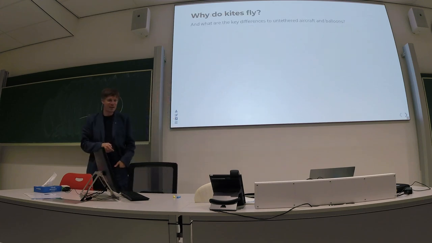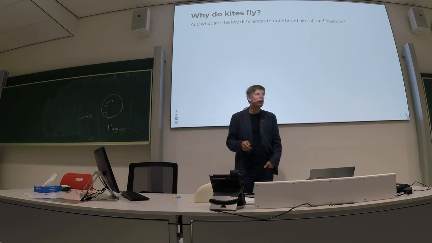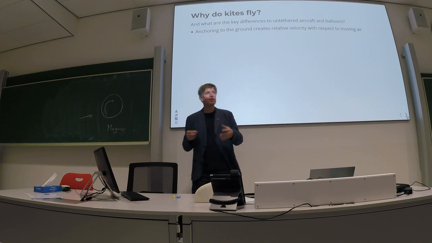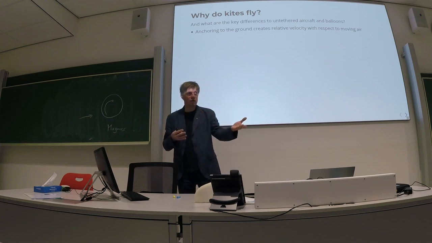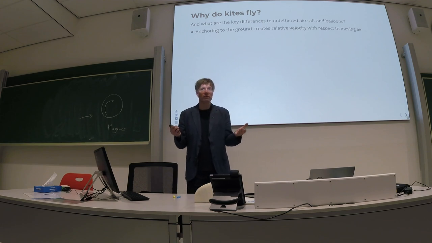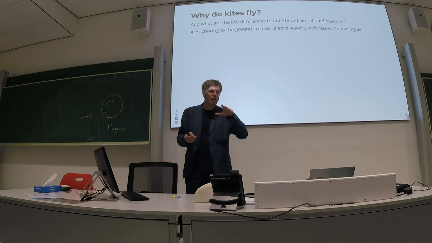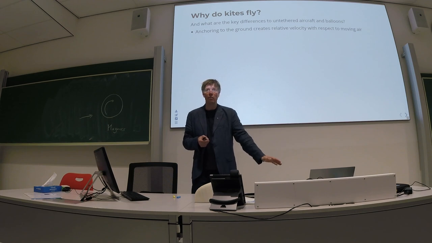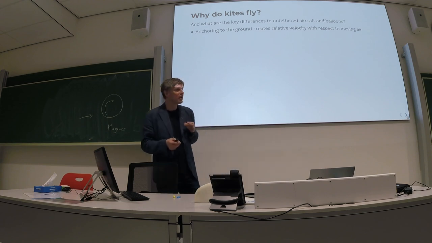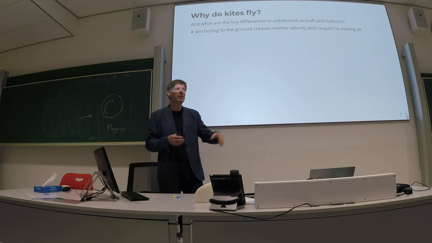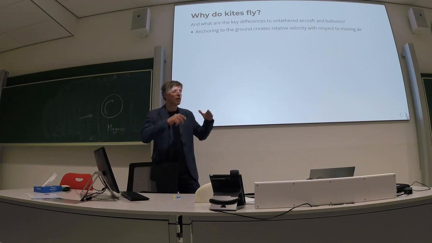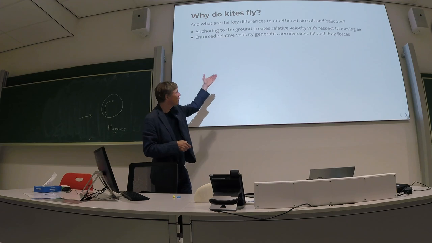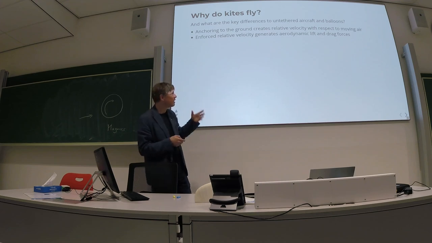And maybe here I have one slide on why do kites fly, but I think we explained this already. A kite flies because the anchoring to the ground creates a relative flow velocity. Without this anchoring to the ground, the kite would just float along with the airflow and would naturally sink to the ground because it's heavy. But because it's anchored to the ground, it cannot move with the air. There is a relative airflow because it's aerodynamically shaped. It creates aerodynamic lift and drag forces. That's how a kite flies.